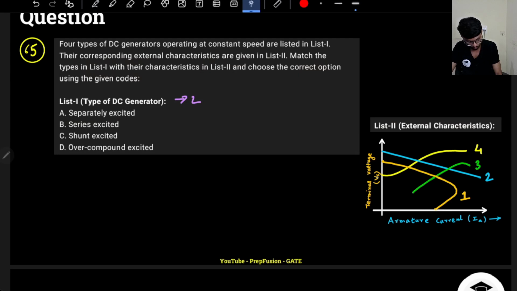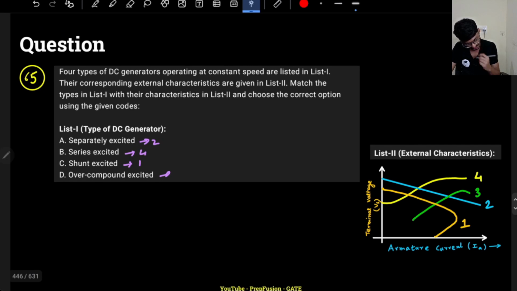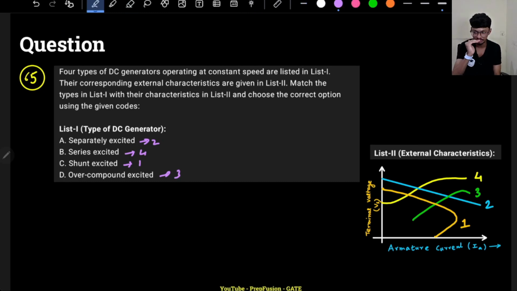Series excited will be the one whose no load voltage is lower and full load voltage is higher. So this will go to the fourth one. Sorry, this is the separately excited. Shunt excited will be this one, which we have already discussed. So this will be the first one. Over compounded will be the one in which the no load voltage again is lower than the full load voltage. So this will be the over compounded one, because it has higher number of turns. With increase in load, the generated voltage will further increase because the series winding turns is further higher. So here the D will be with option C.